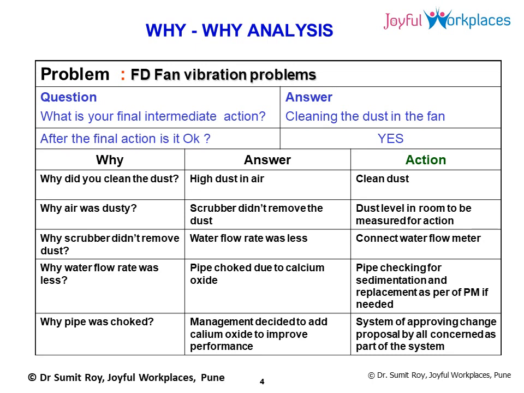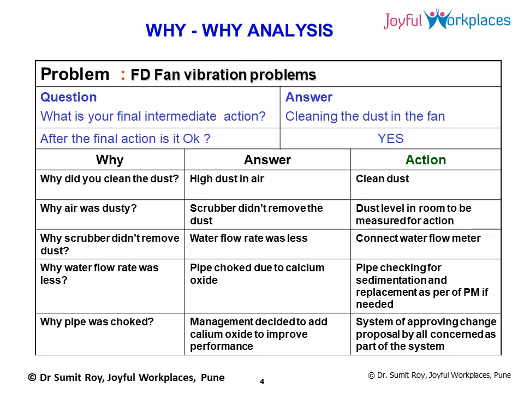Why did you clean the dust? There was high dust in the air. Why was the air dusty? The scrubber did not remove the dust. Why did the scrubber not remove the dust? Water flow rate was less. Why was the water flow rate less? Because the pipe was choked due to calcium oxide. Why was the pipe choked? Management decided to add calcium oxide to improve the performance.